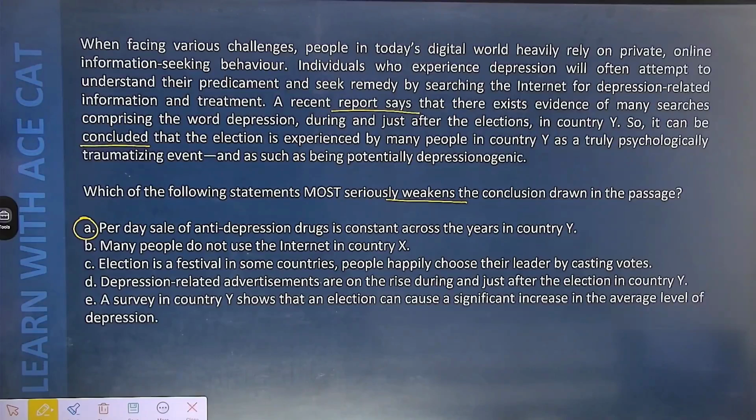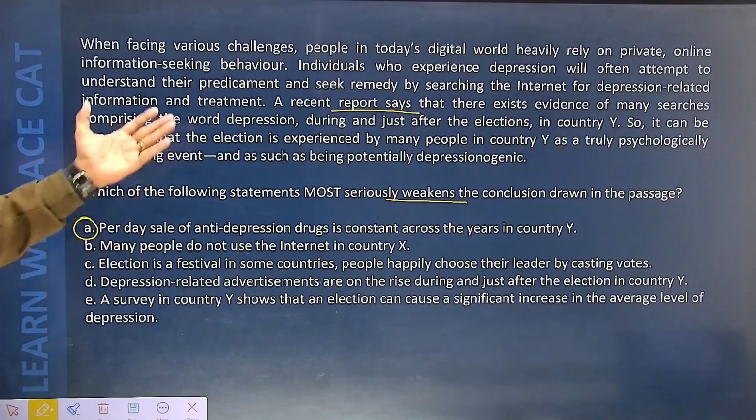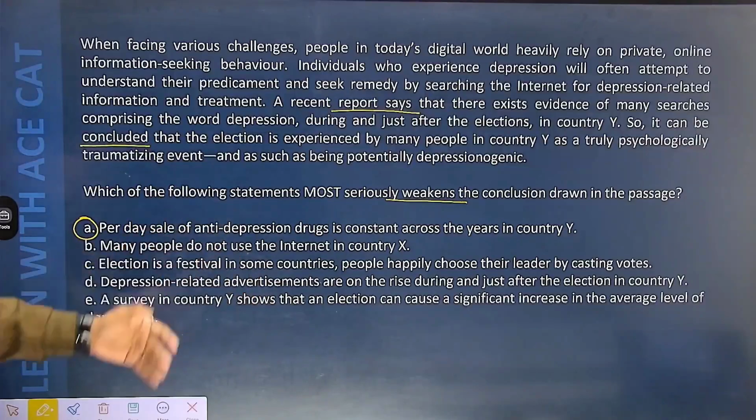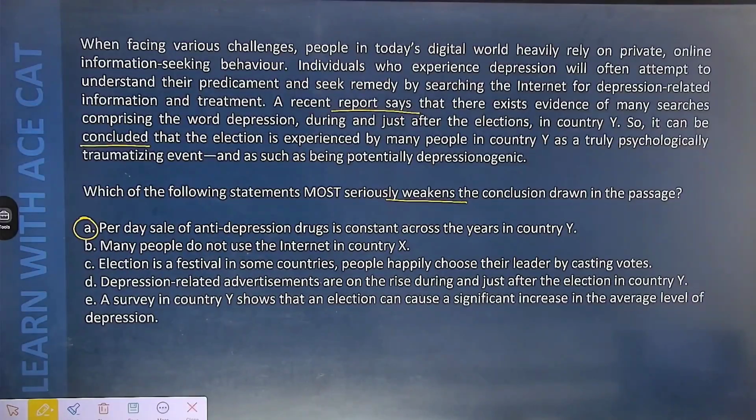ऐसा कोई भी स्टूडेंट्स रेफरेंस नहीं मिलता if the first option is correct. फर्स्ट ऑप्शन क्या कहता है? आपके ये जो ड्रग्स हैं एंटी डिप्रेशन, वो बिल्कुल उसकी सेल कांस्टेंट है. That means whatever conclusion we have drawn here automatically gets weakened here. So I think students, first option is indeed the correct answer.